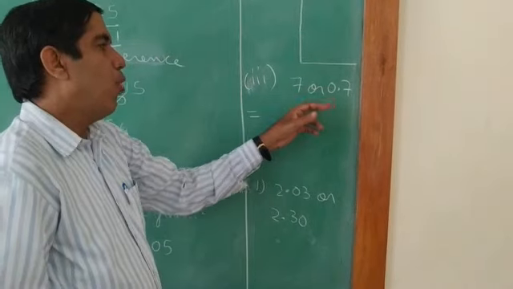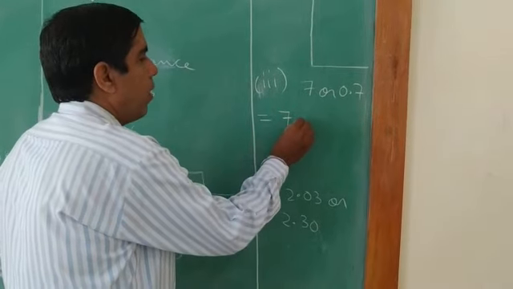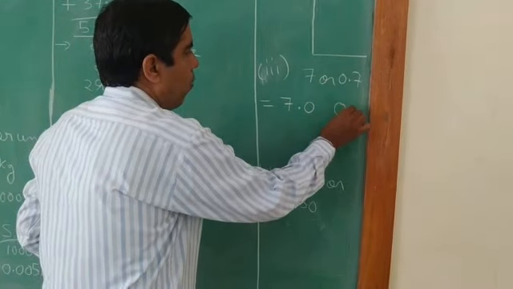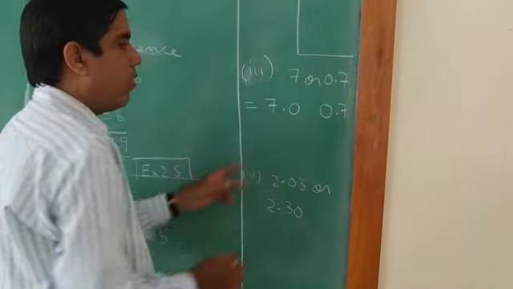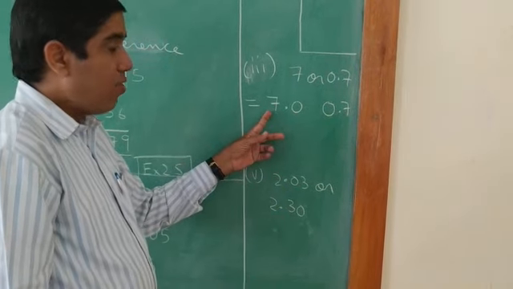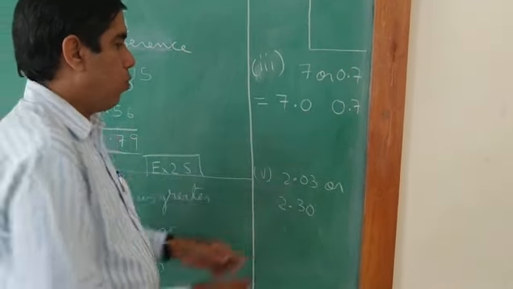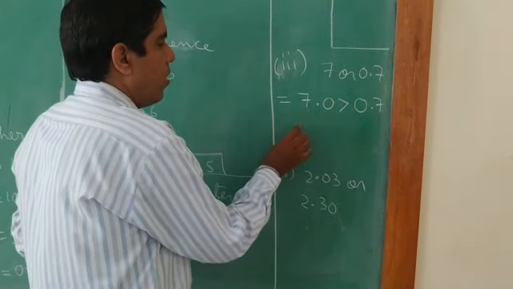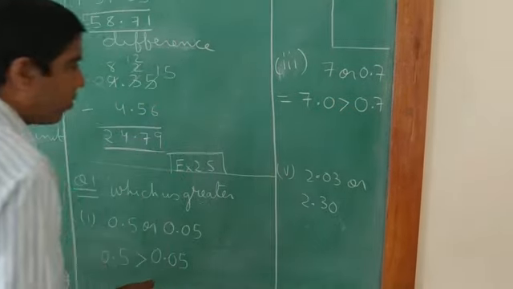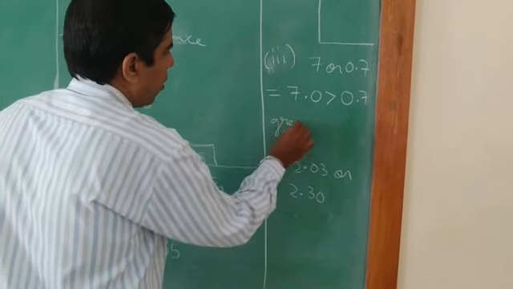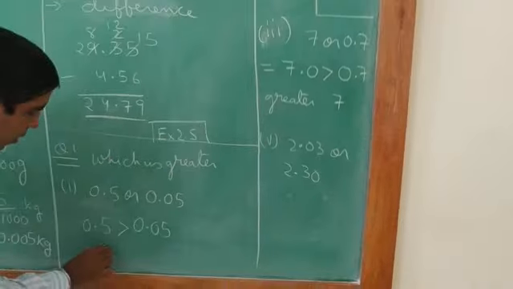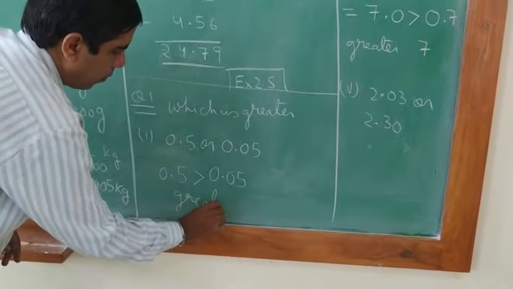Next, third part, 7 and 0.7. 7 is actually 7.0 and the next number is 0.7. Now compare these two numbers. It comes like this, here 7 and here 0. So directly we will write which number is greater. 7 is the greater number, so we have to write the answer. Greater is 7.